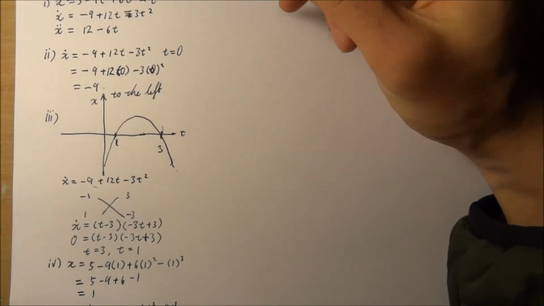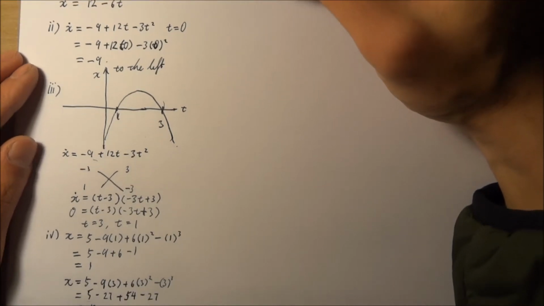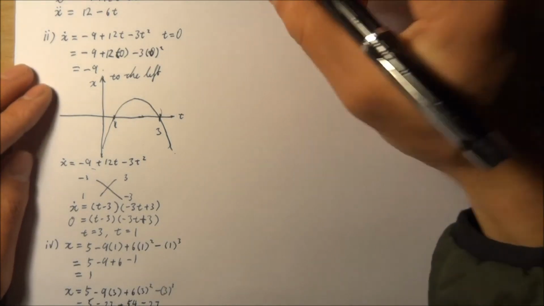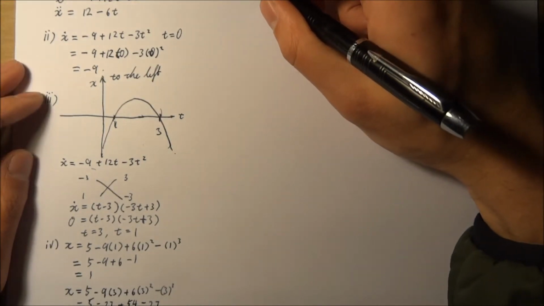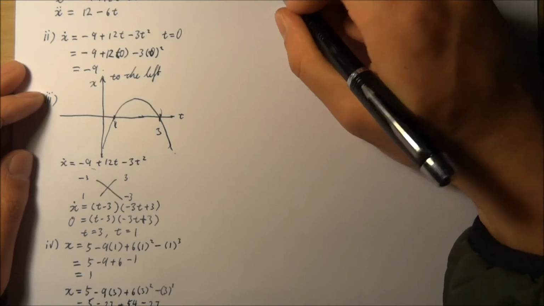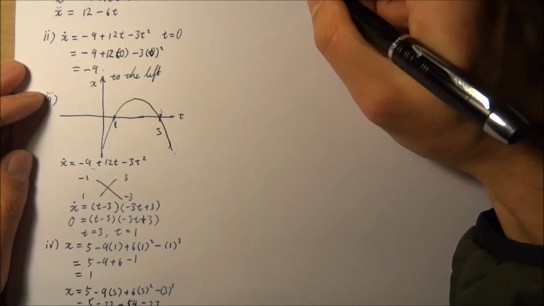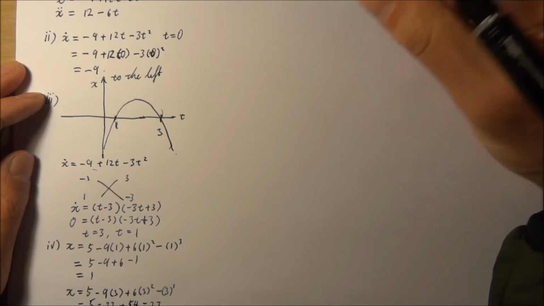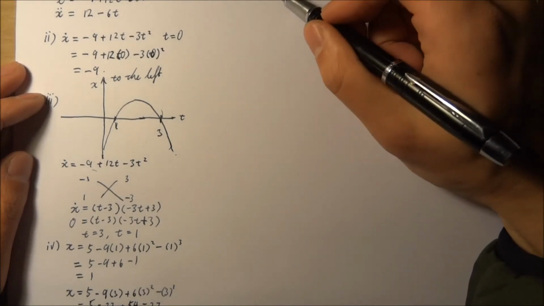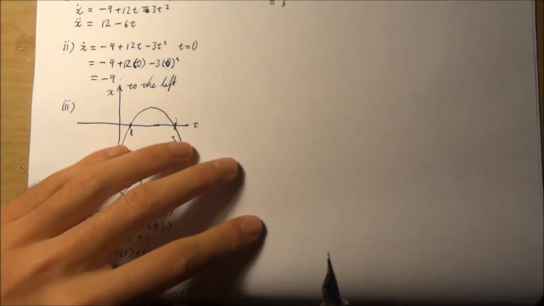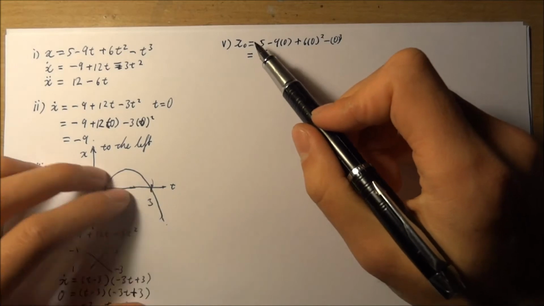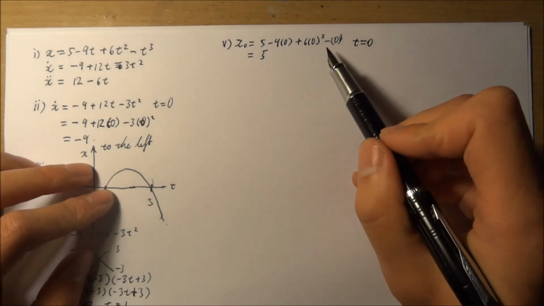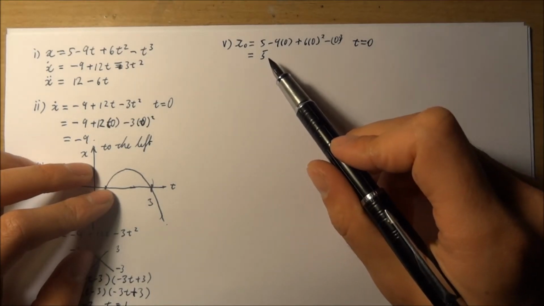Now, last bit, we can use all the results from here to find out how far it actually traveled. Firstly, let's find the initial location. So x0 equals 5 minus 9 times 0 plus 6 times 0 squared minus 0 cubed. And that gives us 5. So at the start, when t equals 0, the location of the particle is at 5.